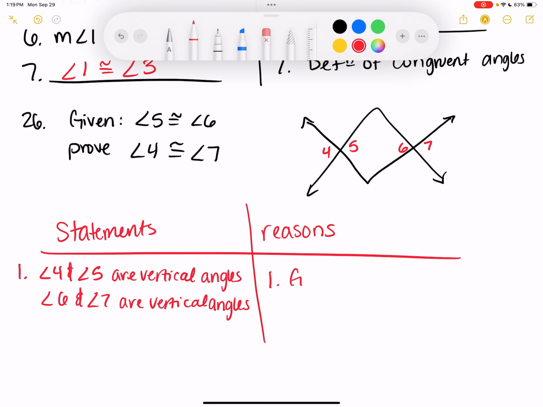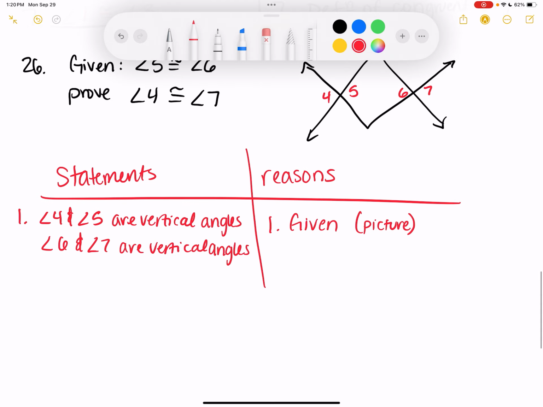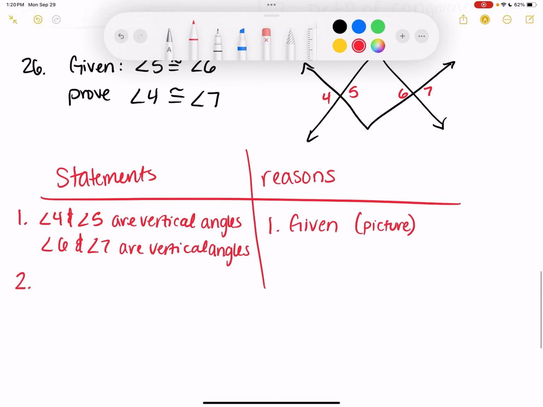And again, this is given information. It's in the picture, but that's still classified as given information. You don't have to write the word picture. I'm just doing it for reference for why that's given. So they tell us in the plan for the proof that they want us to show that 4 is congruent to 5 and 6 is congruent to 7. So probably going to go there next since that's what they want me to do. So angle 4 is congruent to angle 5 and angle 6 is congruent to angle 7.